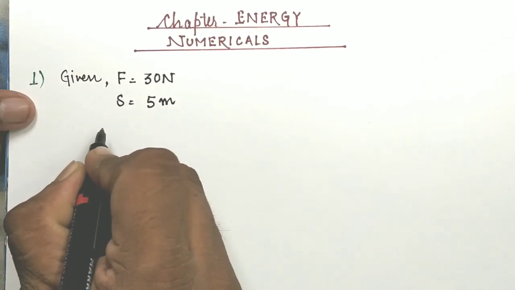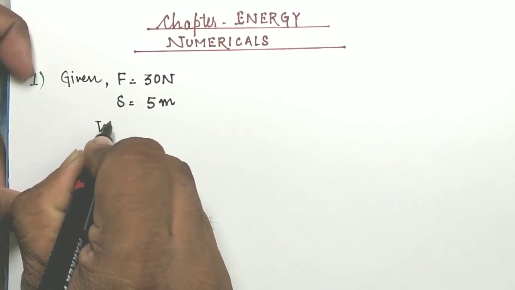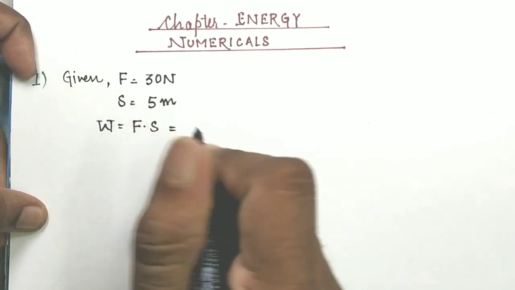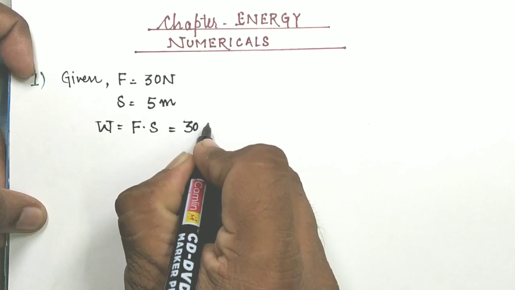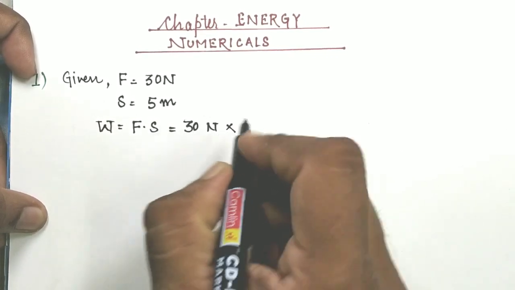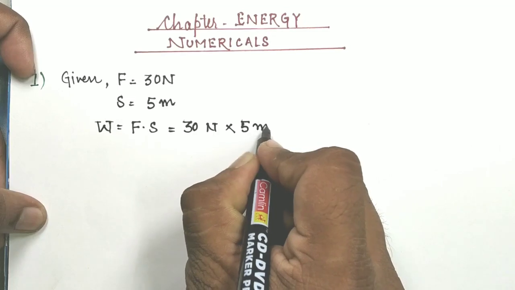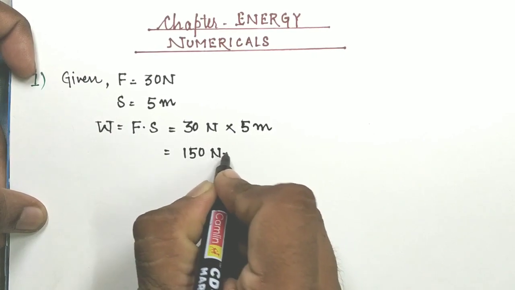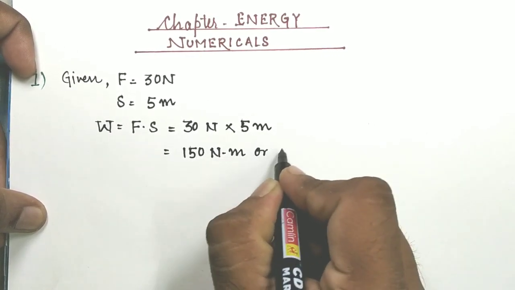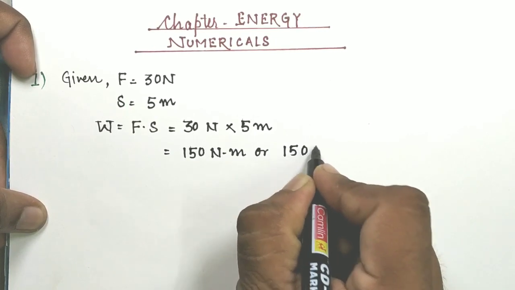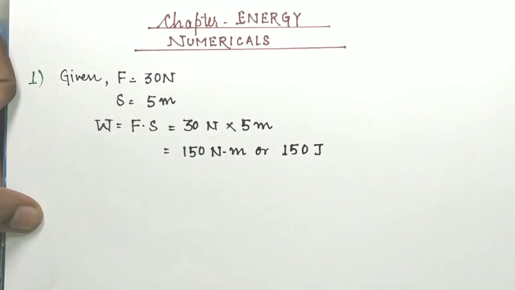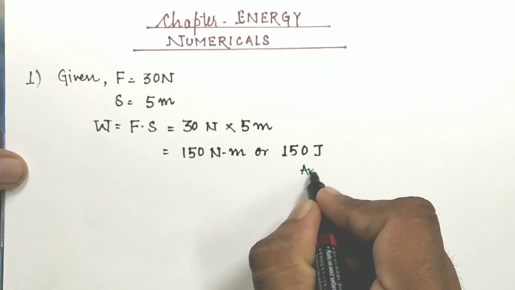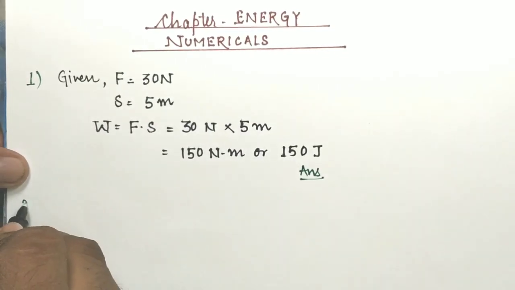In this condition, the amount of work done will be, as we know, work done equals force into displacement. Here force is given as 30 Newton, which is multiplied with the displacement, that is 5 meter. So it is 150 Newton meter, or it can also be said as 150 joule, because the unit of energy is joule. So the answer to the first question is 150 joule, the work done for this process. Now move towards the next question.